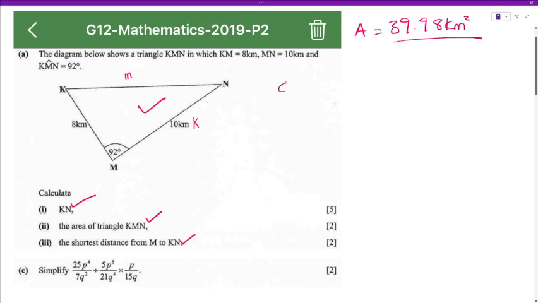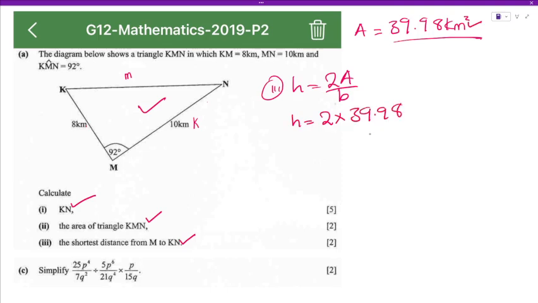We say the formula for finding the shortest distance is height equal to 2a over b, where b is the distance they mentioned in the question and a is the area you found in the previous question. So height will be equal to 2 times a. There we have the area up here, remember we saved it, 39.98. Then everything over b, you go to the question, find the shortest distance from m to kn. So kn is the value you are going to put for b.